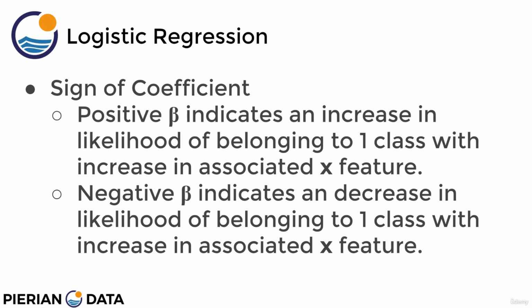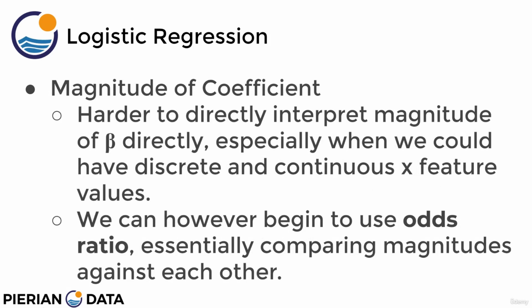I can't make a direct comparison like linear regression that I'm saying I'm increasing the likelihood by this amount, because that's going to change depending on the value of x because it's nonlinear. But I can say that a positive beta coefficient indicates that it's an increase in likelihood of belonging to the 1 class as you increase that associated x feature. Likewise, if I have a negative coefficient, that indicates a decrease in the likelihood of belonging to a 1 class with an increase in the associated x feature. So I can still actually use the sign as kind of this positive relationship versus this negative relationship between the features.